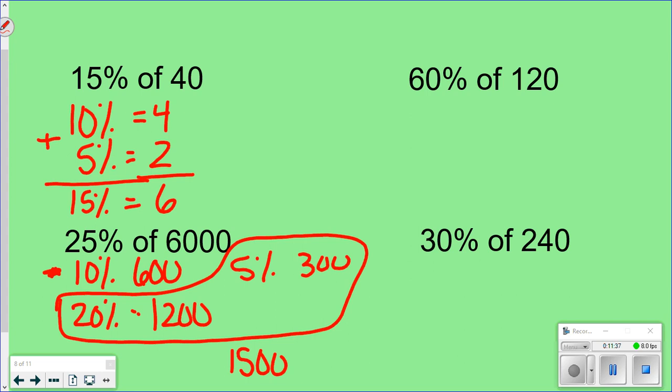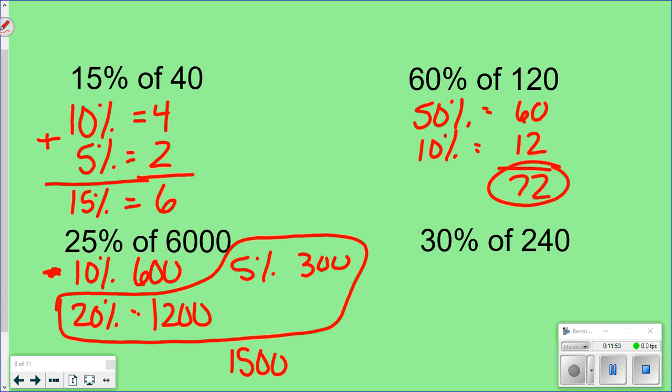Over here, since it's 60, I'm probably going to find a 50% and a 10%, and I'm going to add them together. But there's a lot of things you could do. You could take 10% and multiply it by 6 also. So 50% would be 60, 10% would be 12, and this would be 72.